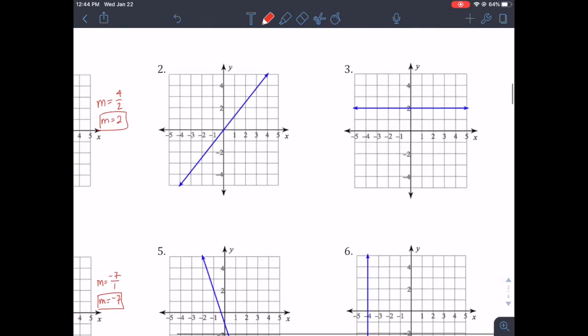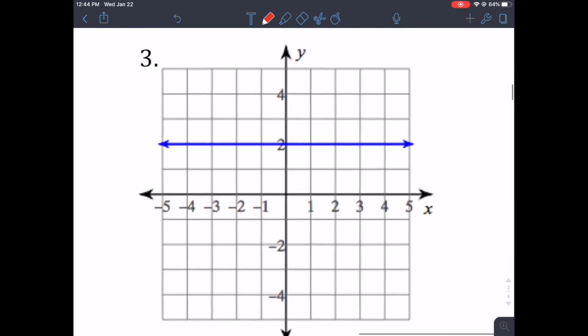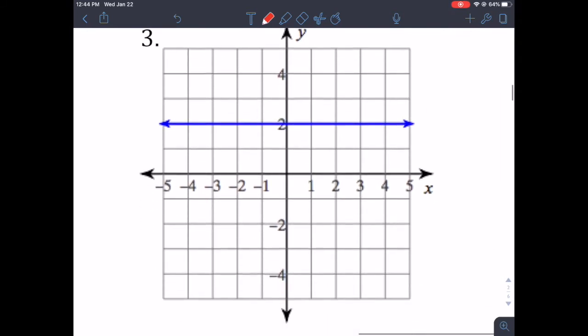Now, you might notice from our different types what's happening here, but if you didn't, you can think, well, how much does it go up and down from this point to the next? Well, it goes up 0, but it goes over 2. Well, 0 divided by 2 is 0, and so that is our slope. And that'll be the case for any horizontal line.